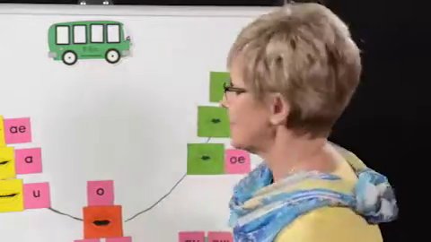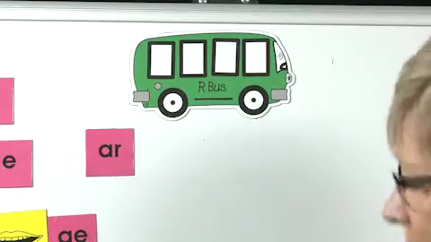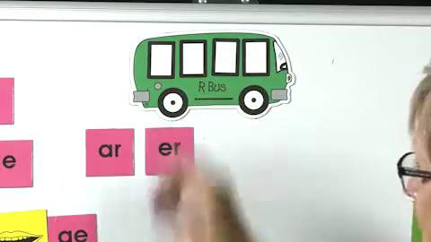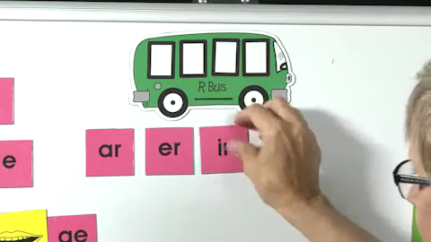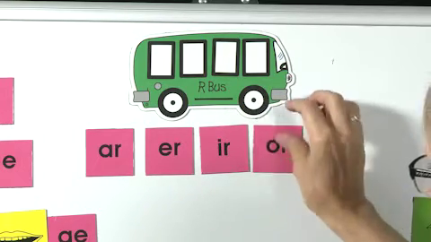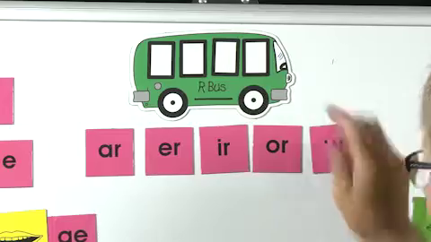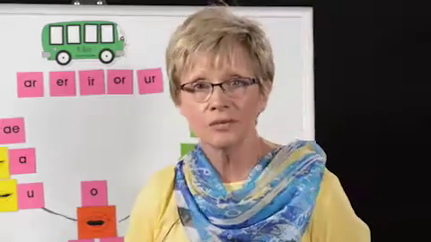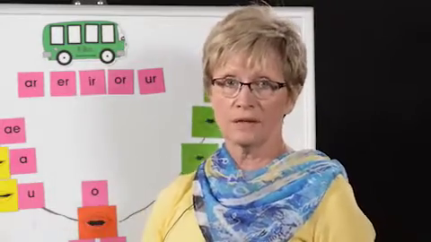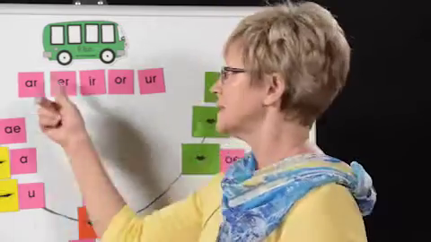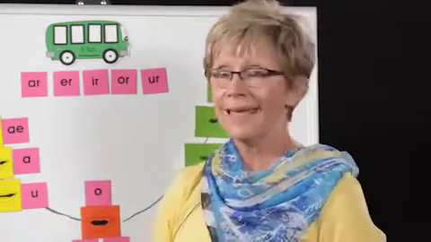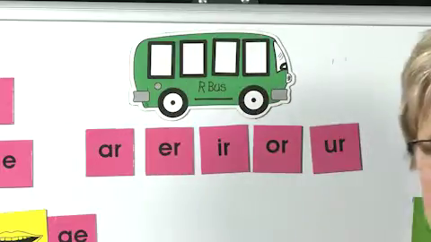Say them with me. A, E, I, O, and U. But this time, what do you notice with each of those vowel letters? Well, we notice there's an R with each of them, and that's why we have the R-bus category.